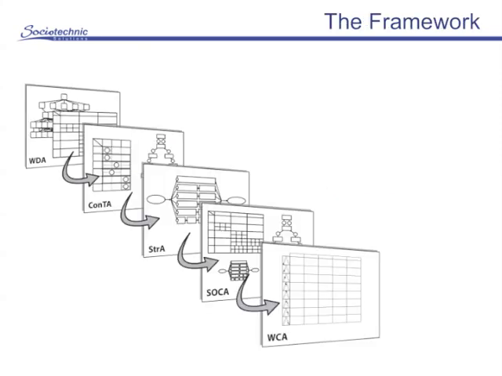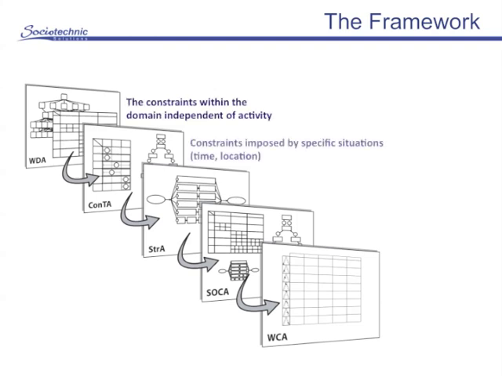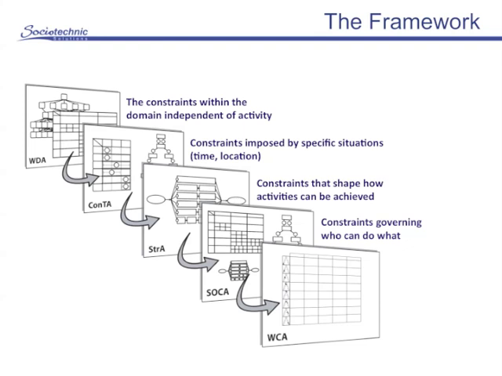The framework is broken down over 5 phases. And again, each of these 5 phases describes a different constraint set. Starting at the top with work domain analysis, the constraints within the domain are described independent of activity. At the next level down, we start to describe the constraints imposed by time and location. We then look at the constraints that shape how activity can be achieved, who can do what, and finally, the skills required.